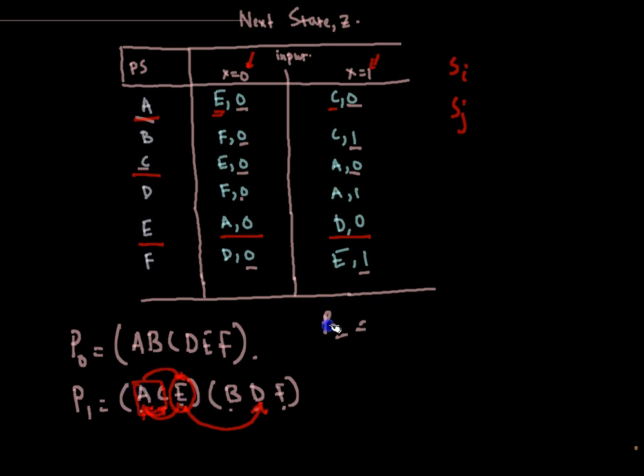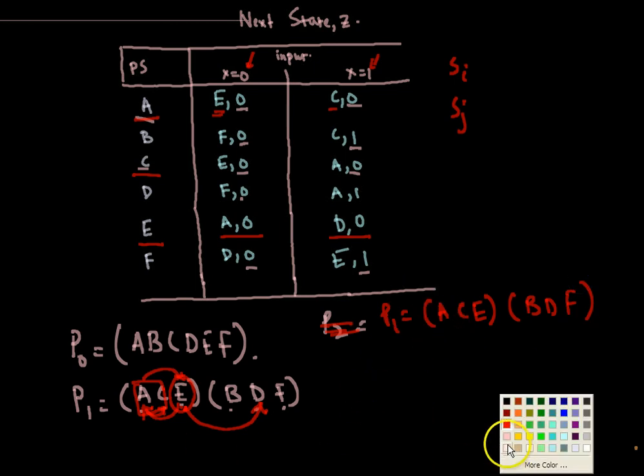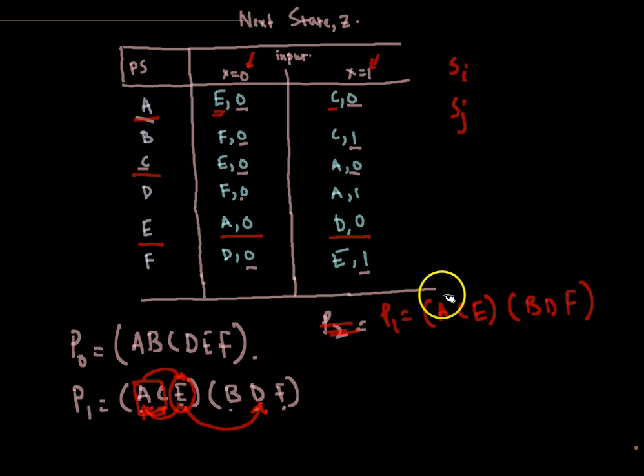Once more, what you got in case of partition 1. When we are supplying 0 to A as the second input, it goes to E, and E belongs to the same set. When we are supplying 1 to A, it goes to C, and C belongs to the same set.